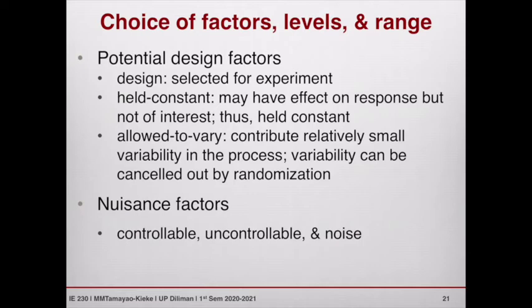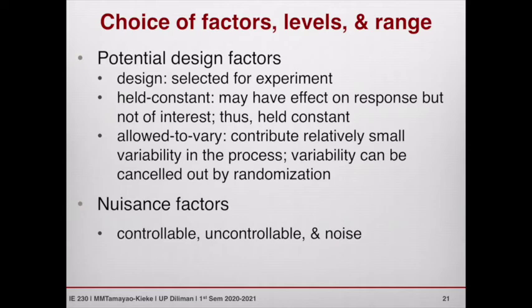Design factors are those that are selected for the experiment. Meanwhile, held constant factors are those that may have an effect on the response but is not of interest in the study. Thus, they are held constant. Now, allowed to vary factors are those that may impart relatively small variability into the process and may be balanced out or canceled out through randomization. An example of this is the unit-to-unit variability among specimens in the quenching experiment.